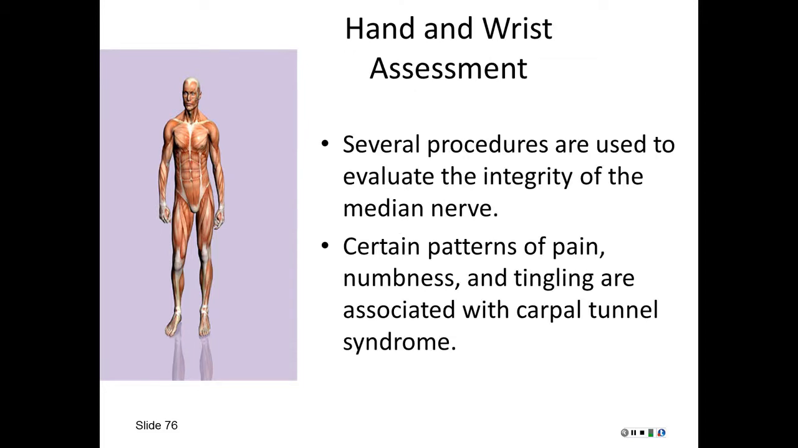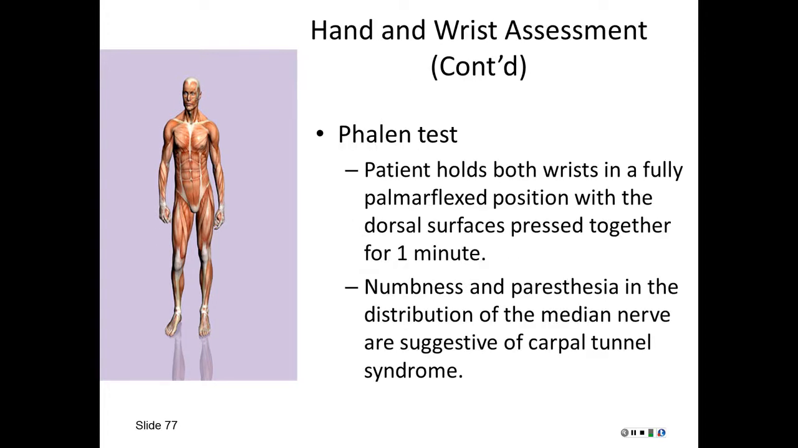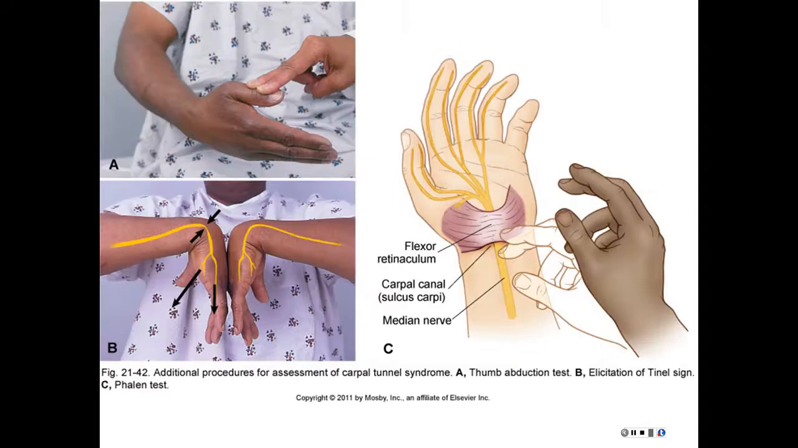And on the hands and wrists, you're going to look at several procedures to look at the integrity of the median nerve. And that will be with Tinel's and Phalen's sign. I'll show you that in a minute. Certain patterns of pain, numbness, and tingling are associated with carpal tunnel. So the Phalen's test. The patient holds both wrists in a fully palmar flexed position with the dorsal surface pressed together for about 1 minute. And the numbness and tingling in the distribution of the median nerve are suggestive of carpal tunnel.